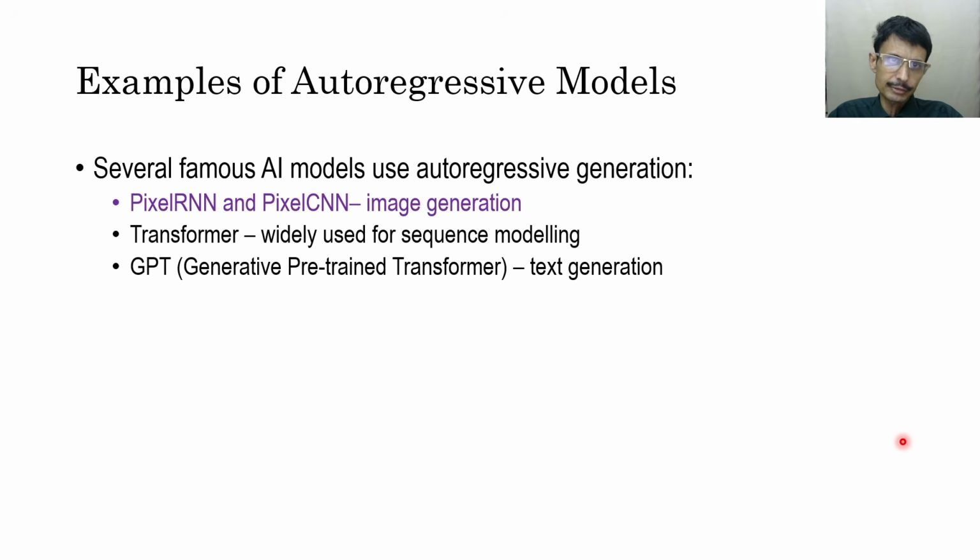There are different kinds of autoregressive models. For example, PixelRNN and PixelCNN for image generation. Then the transformer, which is also a very famous AI model for autoregressive generation. And the generative pre-trained transformers for text generation, which are also autoregressive in nature.